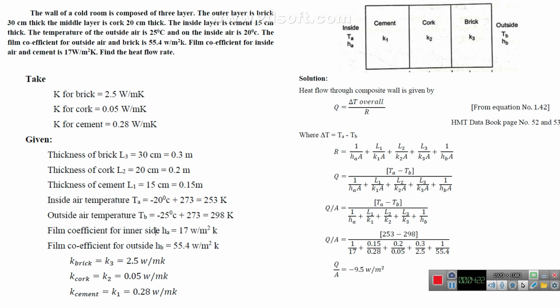So first we find the value of Q by A. Okay. So what is the formula for Q by A? In general, we take the formula Q equals the change in temperature, del T, overall, that is, inside to outside temperature, divided by R. The R value is the resistance. Resistance means it opposes the heat transfer rate. Okay.